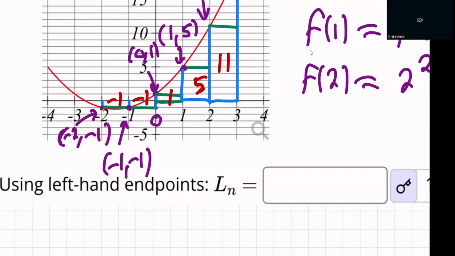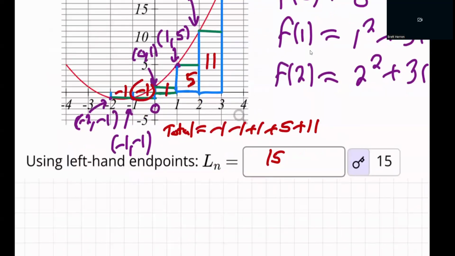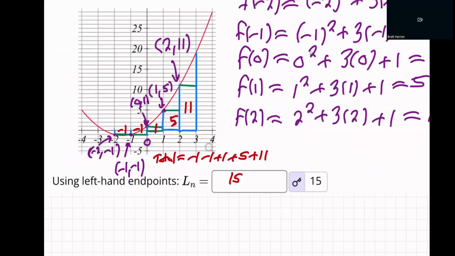So the total will be negative 1 minus 1 plus 1 plus 5 plus 11, which indeed is 15. I just added up negative 1, negative 1, 1, 5, and 11. And that's 15.